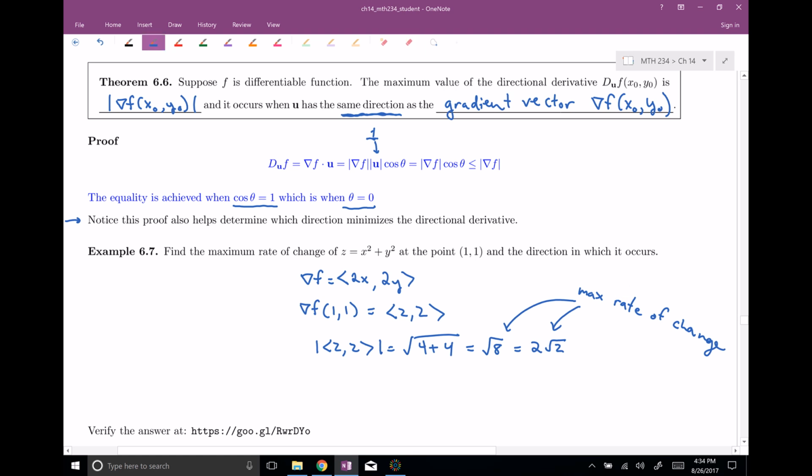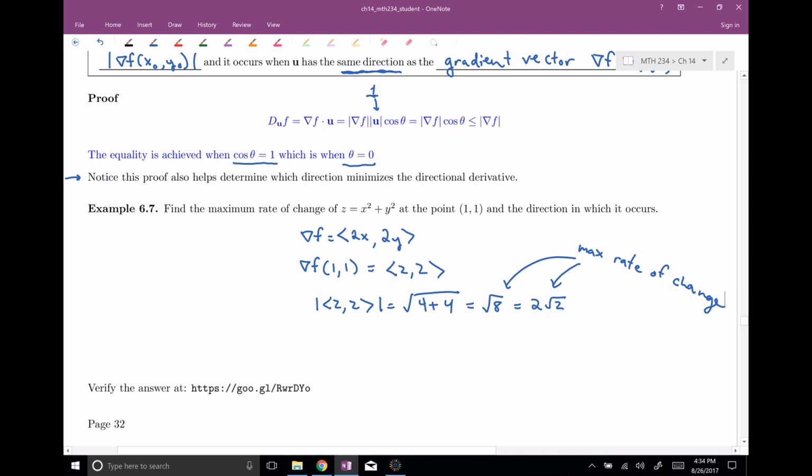All right. And the second question is, and the direction in which it occurs. Well, it's going to occur when u, our directional vector, is in the same direction as the gradient vector. So which direction does it occur? Well, it's going to occur in the direction of 2, 2. Now we have to be a little bit careful here.